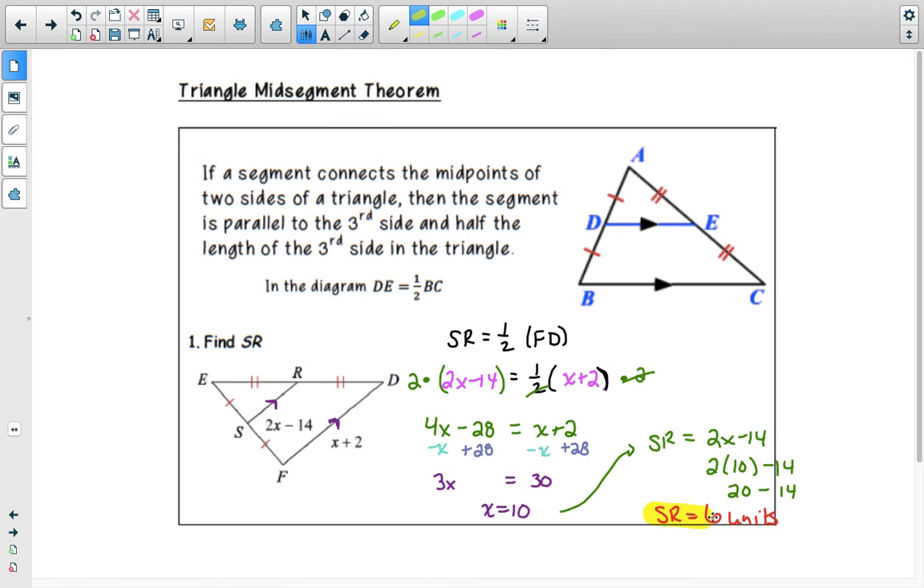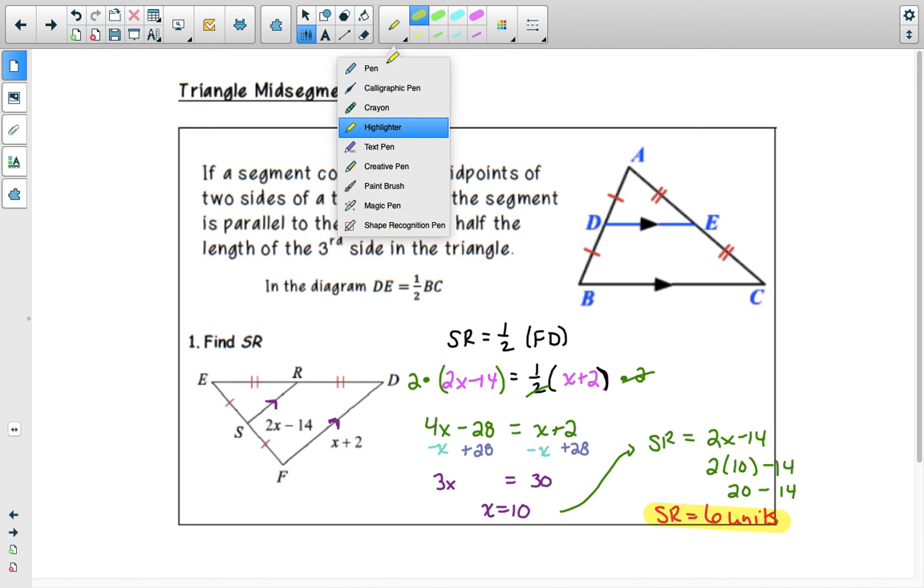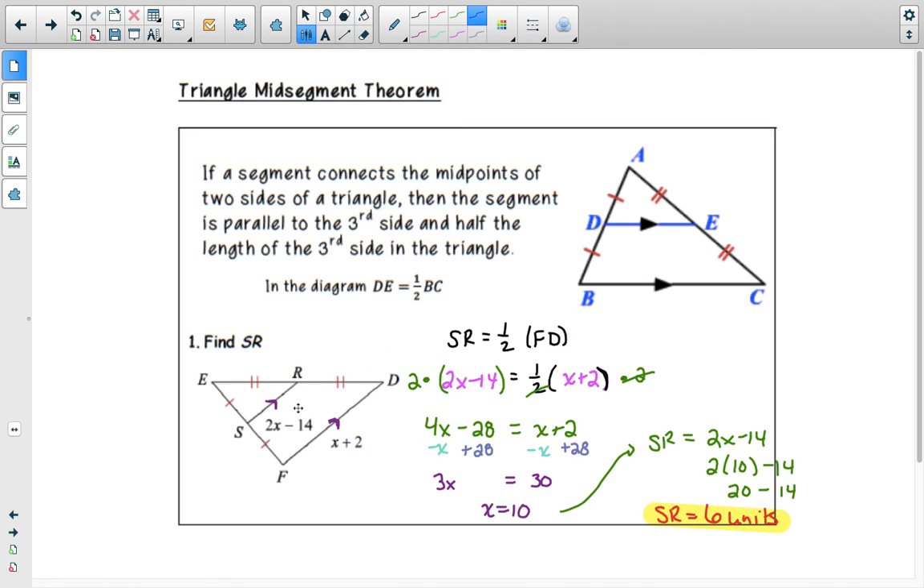Now, let's check to make sure that SR is half of the length of FD. If I were to plug 10 in for FD, I would get 10 plus 2. This would be 12. So we could say that if this is 6, this is 12, and 6 is half of 12. That means that we did our math correctly.